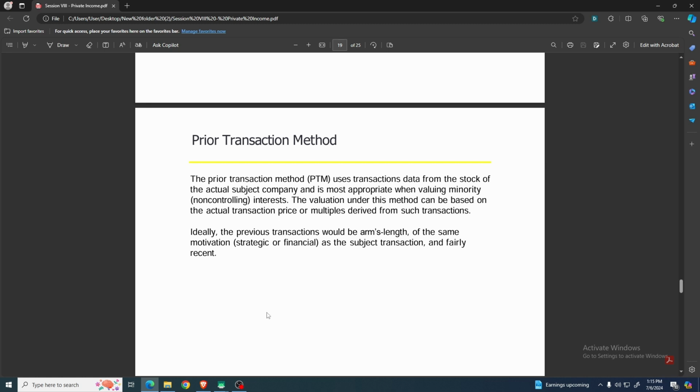All right, so let's consider a quick example, similar to the other two methods. Let's say that XYZ Corporation has had multiple stock transactions in the past year, and let's assume that these transactions occurred at arm's length, involving minority interest and motivated by financial investment. The transaction data is as follows. Transaction 1: 5,000 shares sold at $50 per share. Second one: 3,000 shares were sold at $52 per share.